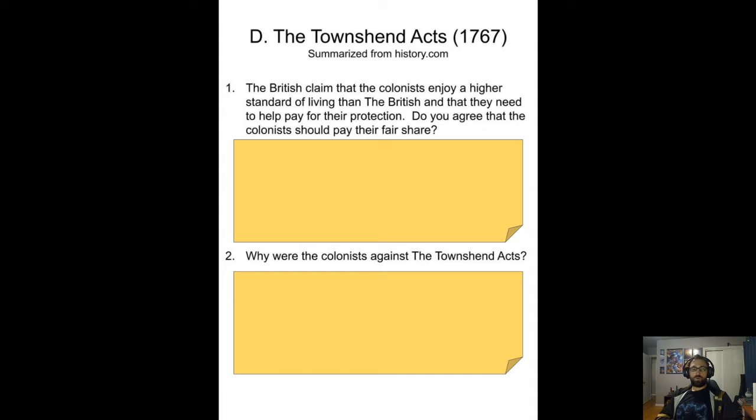Number 2, why were the colonists against the Townshend Acts in particular? Why did the colonists not like these taxes? And I'll give you a hint. It's the same reason they didn't like a lot of the other taxes. So think about that, because we've talked about this a couple times.